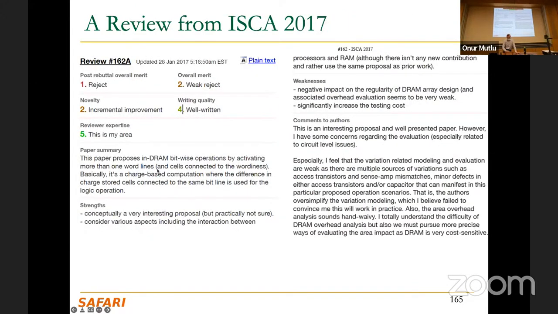Okay, let's see this last one since you're still interested in this. Now I cannot read it, so I have to read this part. So basically, you can see that this reviewer is an expert. This is my area. Reject.